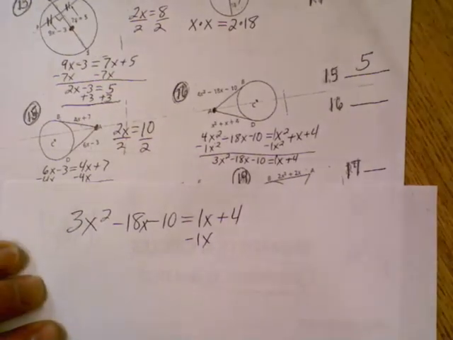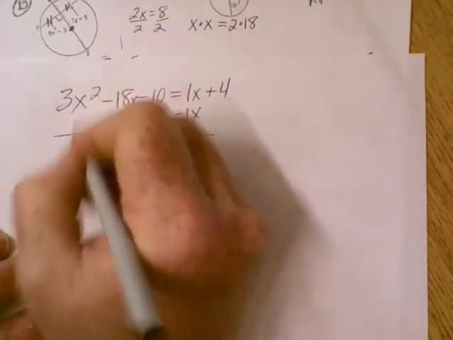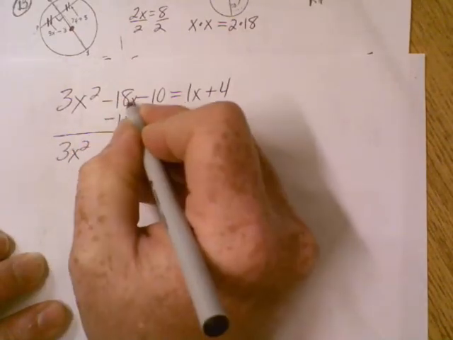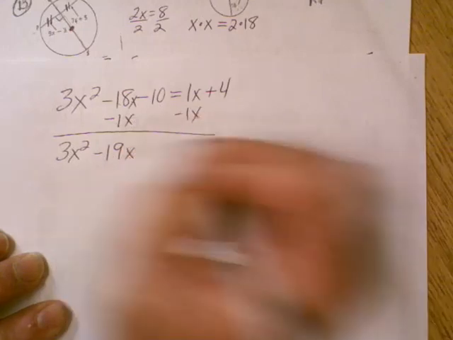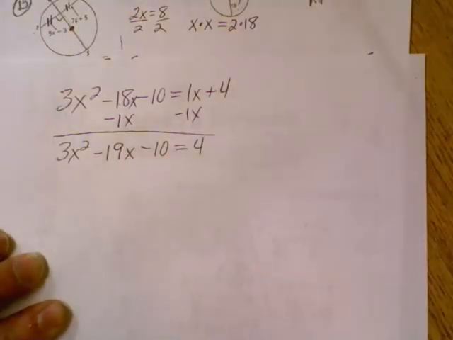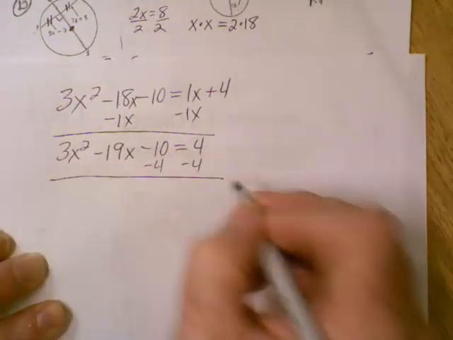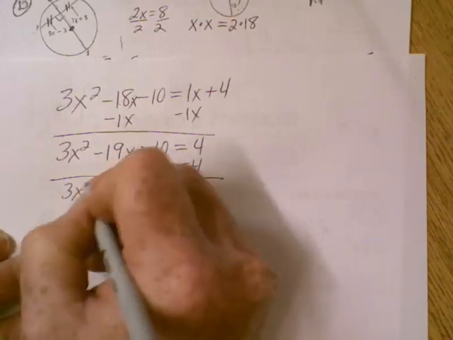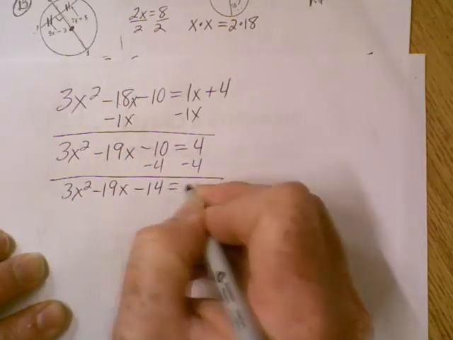Subtract 1x on both sides. 3x squared stays the same. 18x minus 1x is negative 19x. Minus 10 equals 4. Subtract 4 on both sides. You get 3x squared minus 19x minus 14 equals 0. That's what we want. We want it in that form.